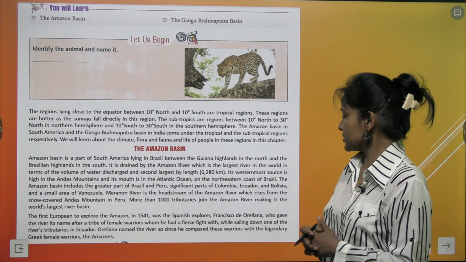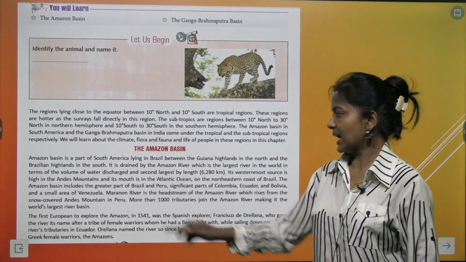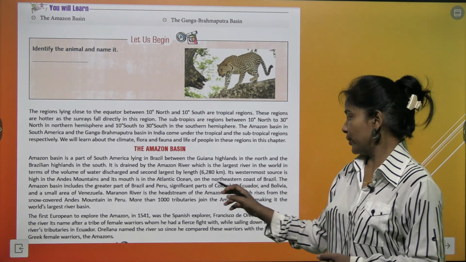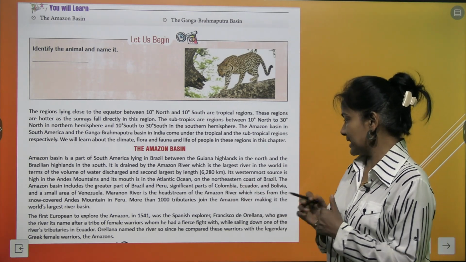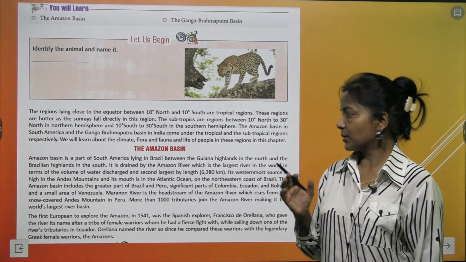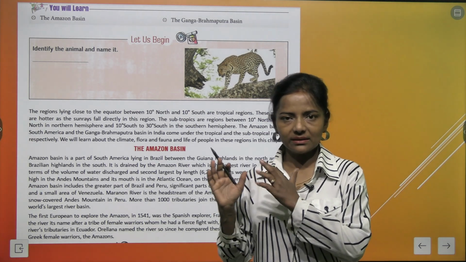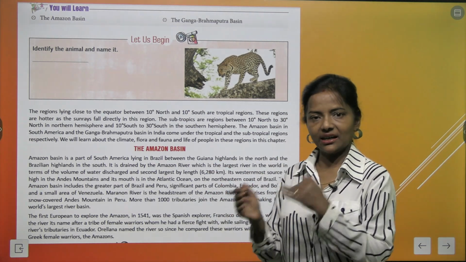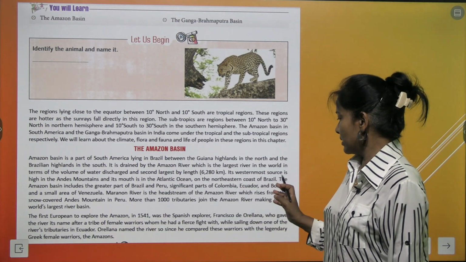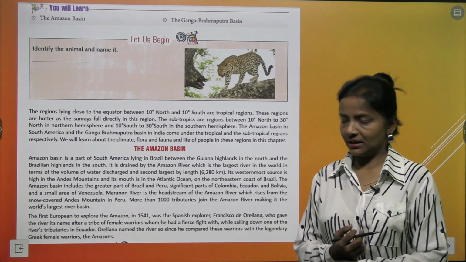Its westernmost source is high in the Andes mountains and its mouth is in the Atlantic Ocean on the northeastern coast of Brazil. The Amazon basin includes the greater part of Brazil and Peru. और Amazon basin में ज़्यादा part किसका है? ब्राज़ील का है और पेरू का है. Significant parts of Colombia, Ecuador and Bolivia and a small area of Venezuela.